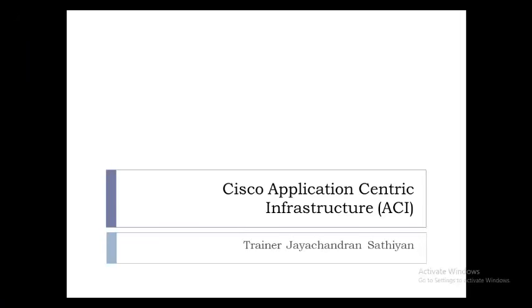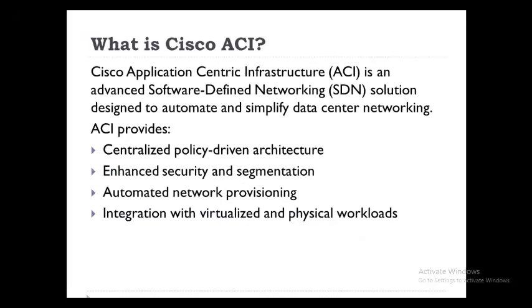Cisco's SDN is the application-centric infrastructure, ACI. We are going to focus on this data center fabric technology called ACI. What is Cisco ACI? Cisco application-centric infrastructure is a SDN, software-defined networking solution.